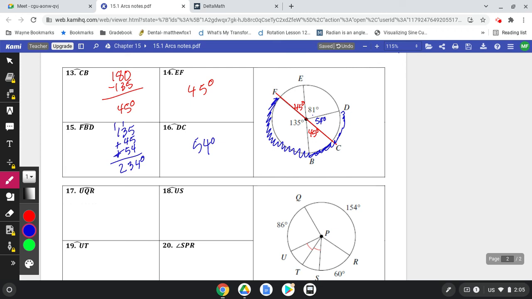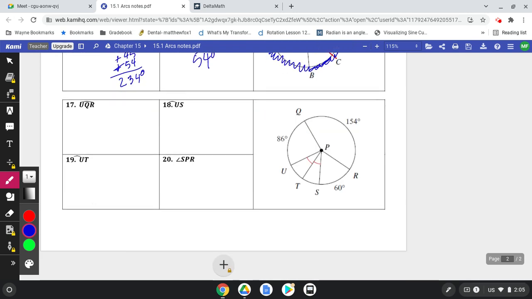All right, almost done. Final thing we got to do at the bottom, this bottom problem. So this first one is a major arc. We know before you even look at the circle that it has to be 180 or greater. It could be a semicircle, but in our case it's not. So it's UQR. It goes from U to Q to R. So 86 plus the 154 gives us 240 degrees.